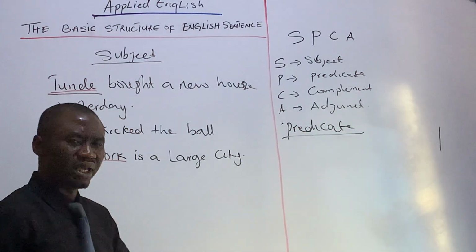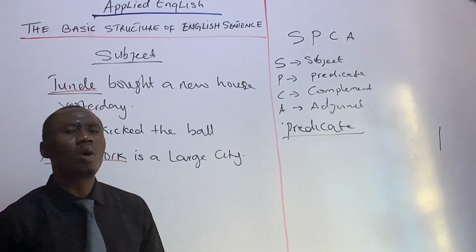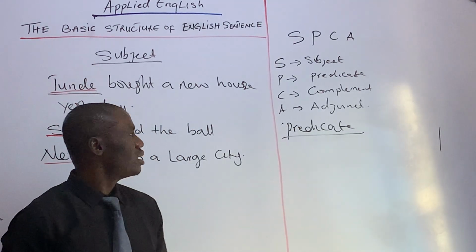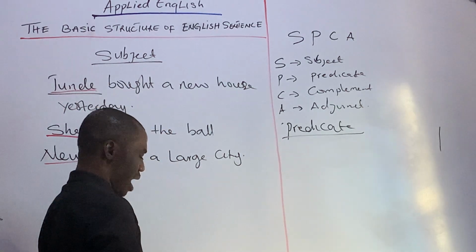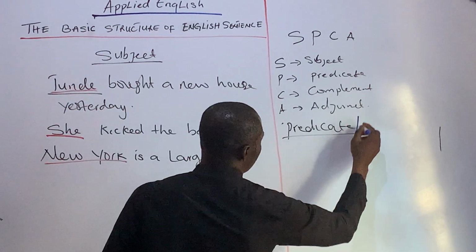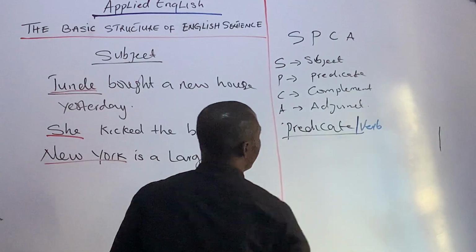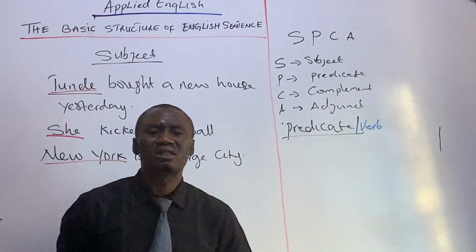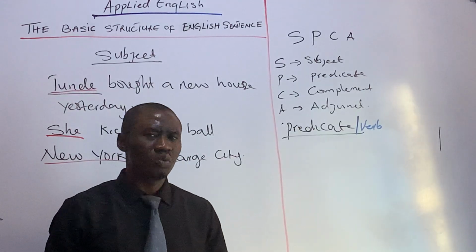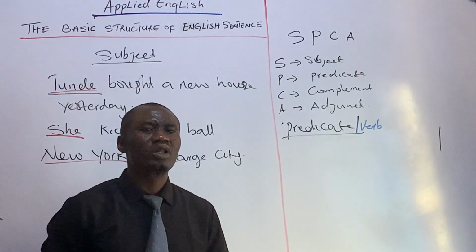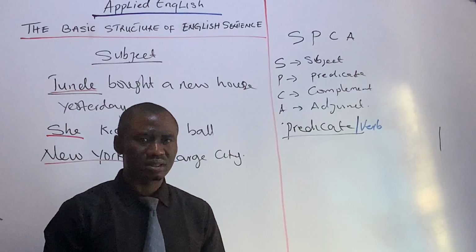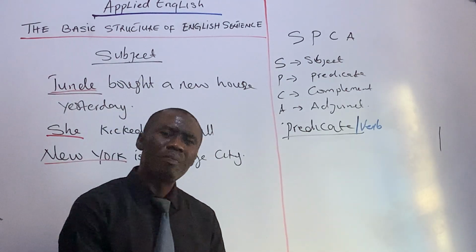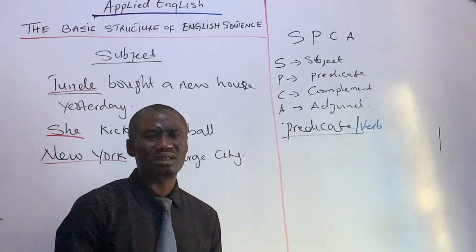Now, what's the predicate? The predicate is the compulsory element of a sentence. I take that again. The predicate is also known as verb. Of course, we are told that a verb is an action word. That is correct, but not completely correct. A predicate or a verb is a compulsory element of a sentence.